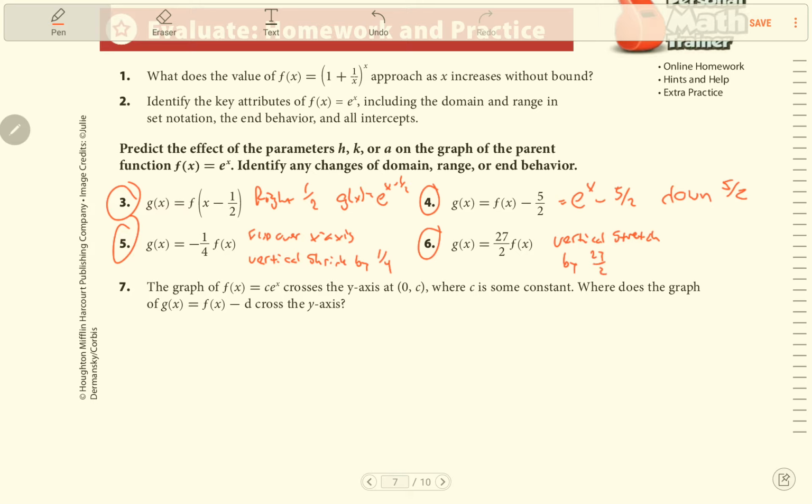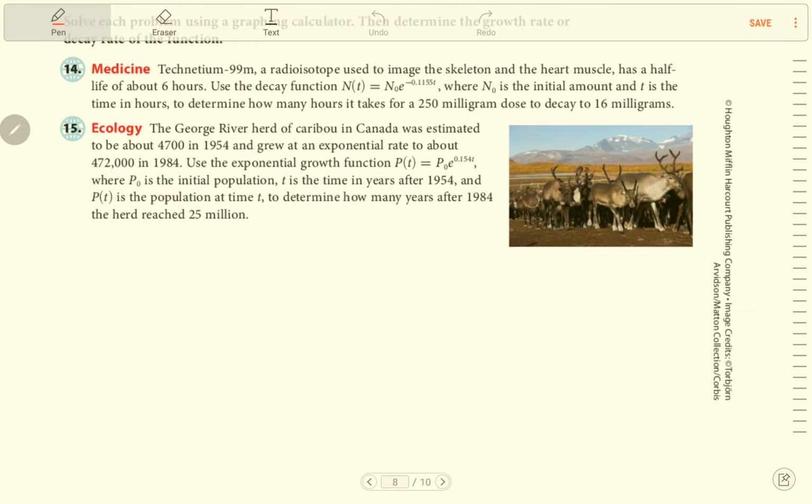So 13.5 times bigger. Again, if you're curious, this function would actually be negative 1/4 times e to the x, like that. This function here would be 27/2 times e to the x. Okay, but all those transformations are still the same as any other transformation we've seen for all of our functions.